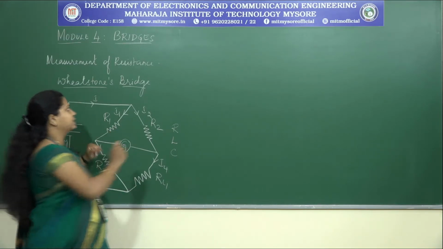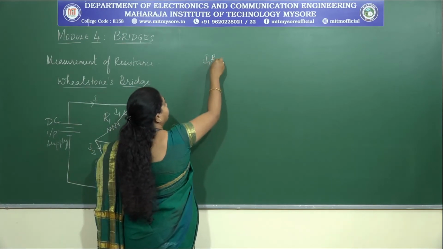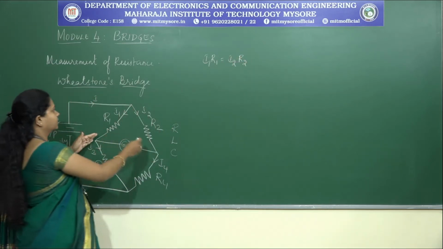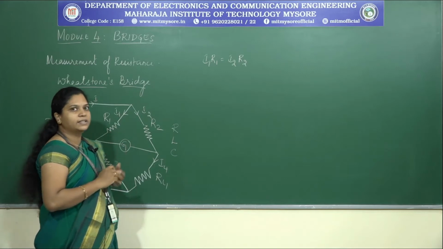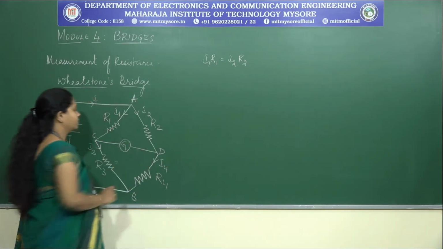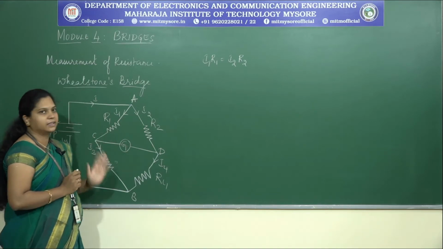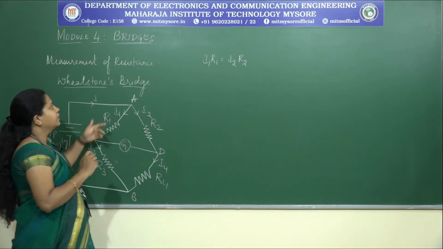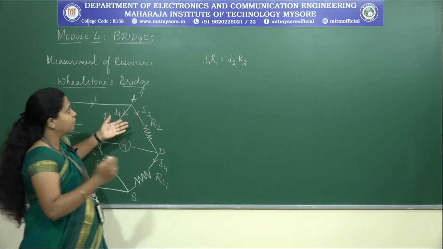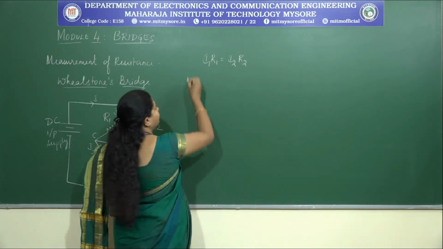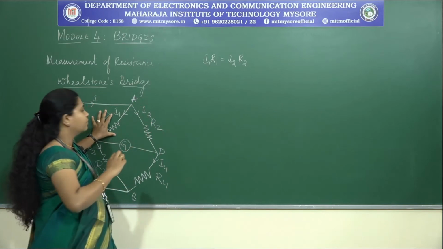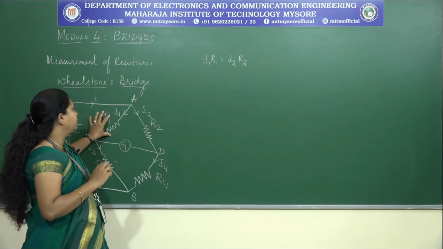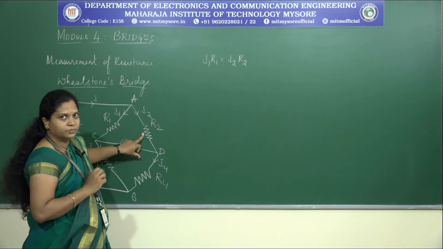Now, can we write I1 into R1 is equal to I2 into R2? Since we know that it is a balanced condition. Let us say A, B, C, D are the points that we are going to use in the case of the Wheatstone bridge. Now to say that the bridge is balanced, to obtain the balanced condition for a bridge, this arm should be equal to this arm, yes or no. So I1 into R1 should be equal to I2 into R2.